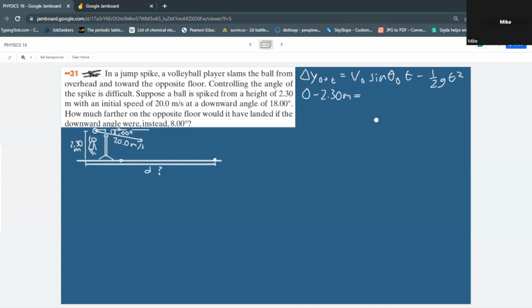Yung mga magaling na mag jump spike, yung greatest angle ever achieved po is 75 degrees. So compared to this newbie who's apparently only at 18 degrees.